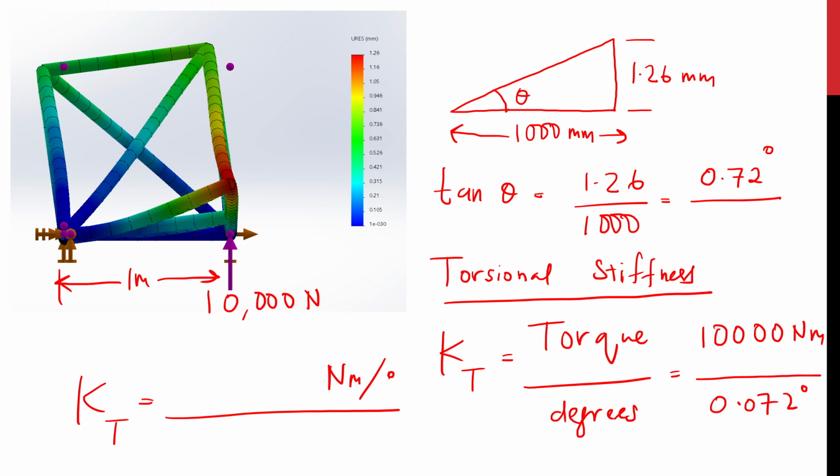10 exponent 3 divided by 0.072. The number is big. 138,888. Very stiff lah. 138,888. This is what I got. So you can test yourself and if you get a slight difference, no problem. So you can compare between the three designs.